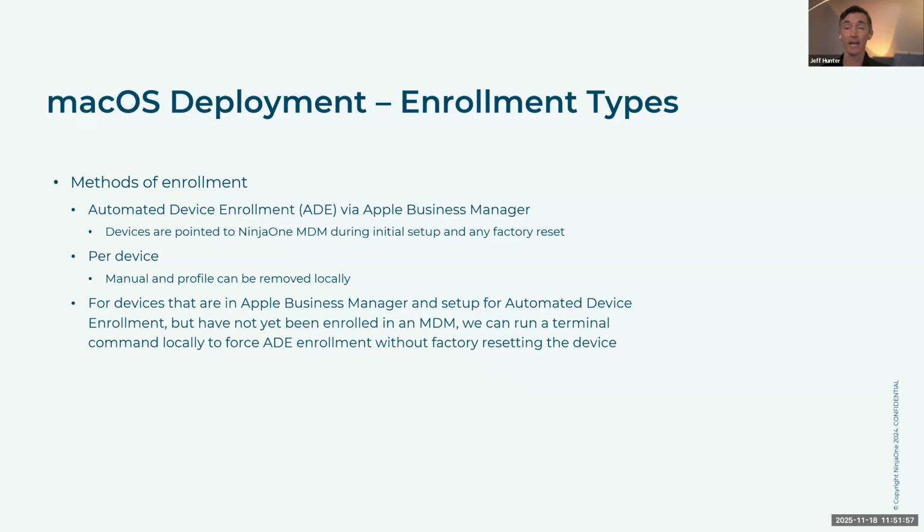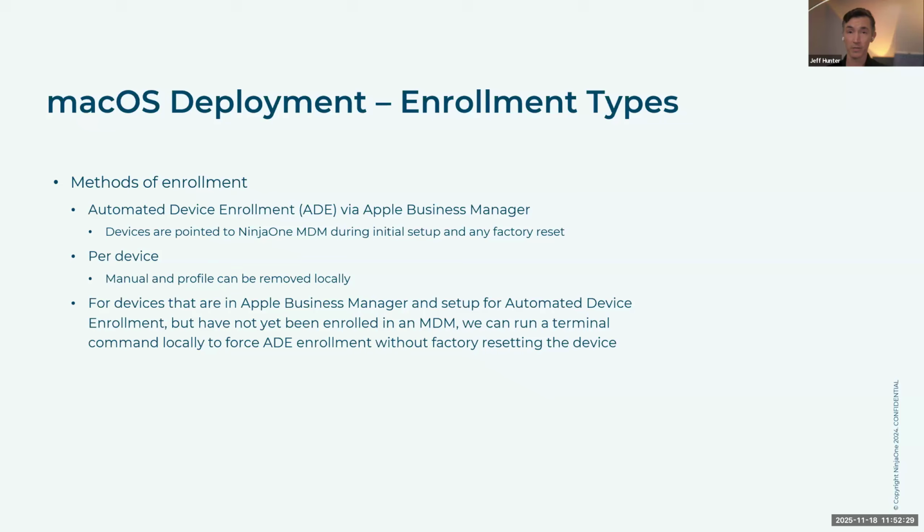in NinjaOne MDM by virtue of doing that Setup Assistant right there. I will also mention the migrations that we talked about earlier, migrating from one MDM to another MDM. That also works with macOS. So if you have your devices in another MDM already and they're in Apple Business Manager, you can go ahead and do that migration process for macOS just like you can with iOS and iPadOS. This method right here, the bottom bullet, is really for when you have the NinjaOne agent installed on the device, but the device is not already in an MDM.